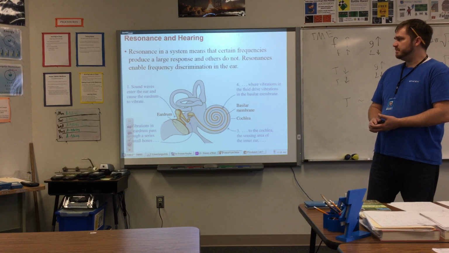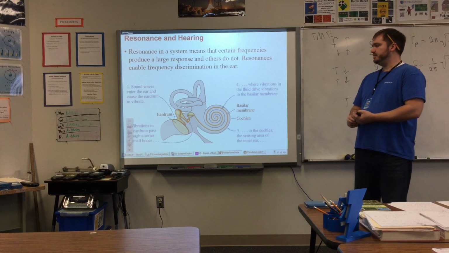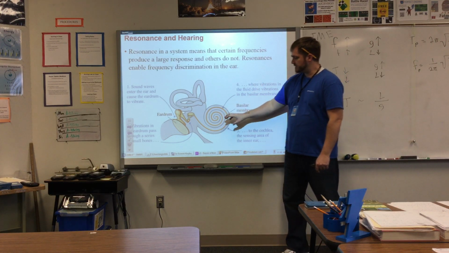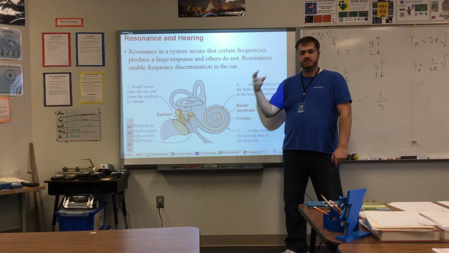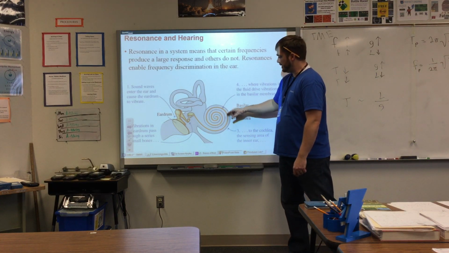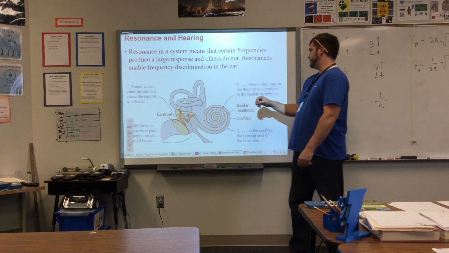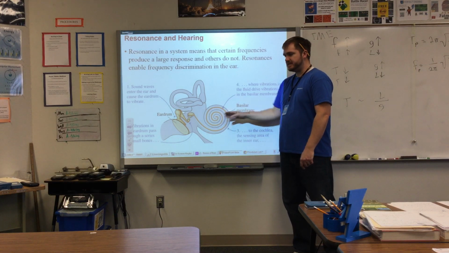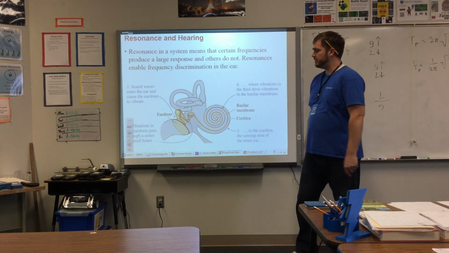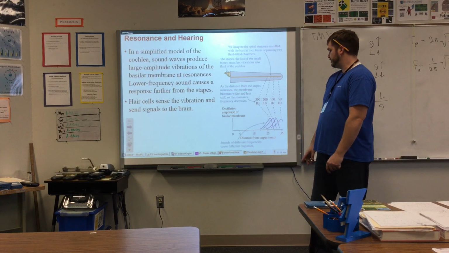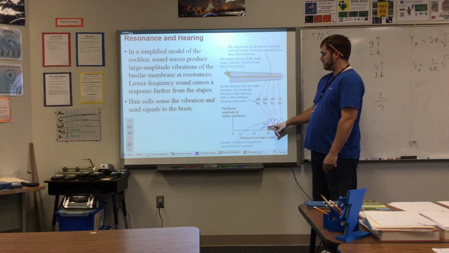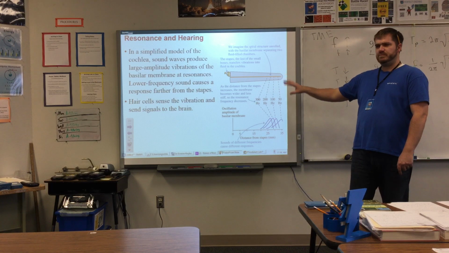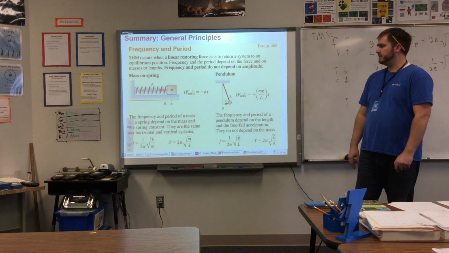So resonance in a system means that certain frequencies produce a large response and others do not. This is one of the ways your ear works: there are some frequencies that you can pick up on better than others. Depending on where these different sensors are, these little membranes vibrate, and it depends on the distance, just like it depends on the distance there. You get the length along there corresponding to different frequency responses, and that allows you to hear the sound better. This will make more sense after we talk about sound, so we're going to hold off on that.